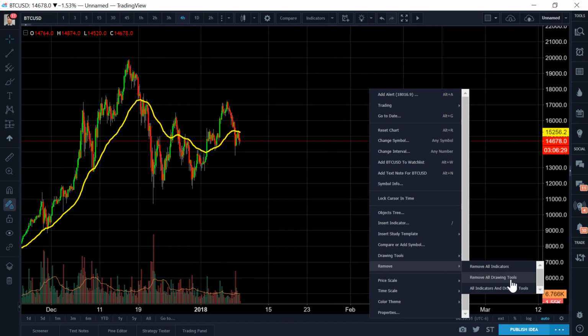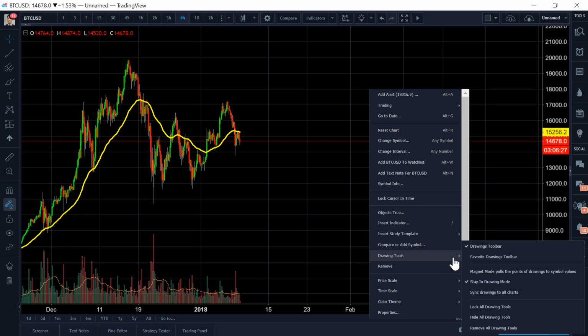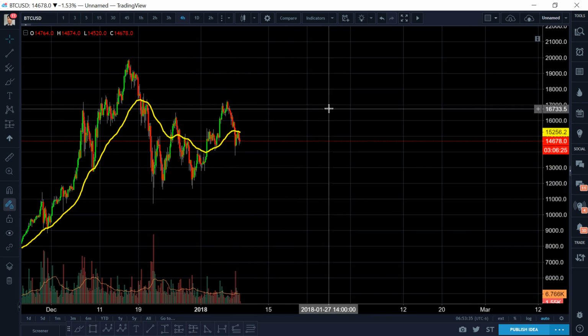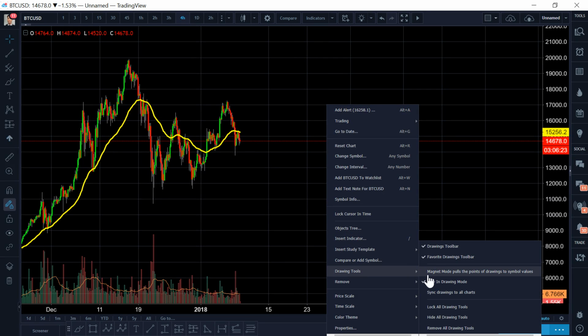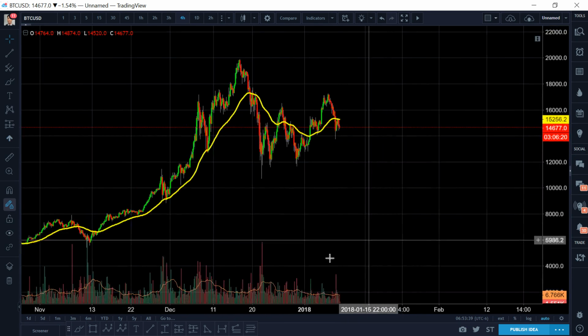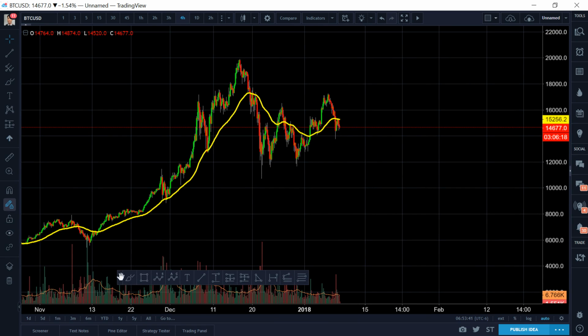Let me get my drawing toolbar here. Where is it? Here we go. No, it's not here. Ah, it says it's here. There we go. It's right here.